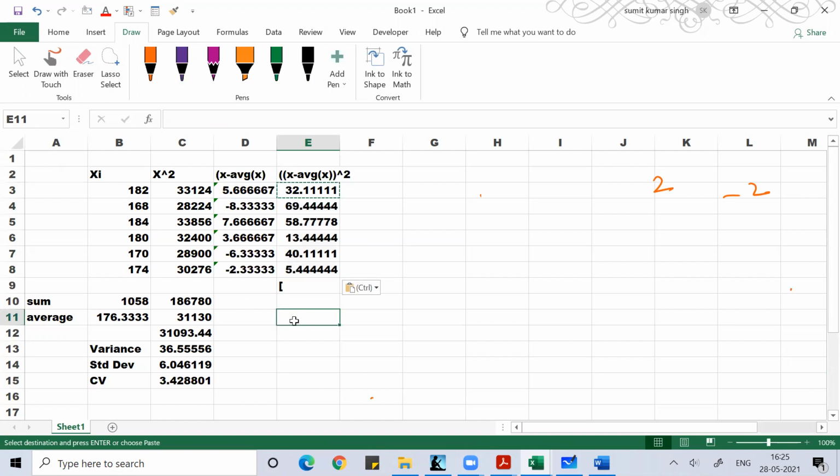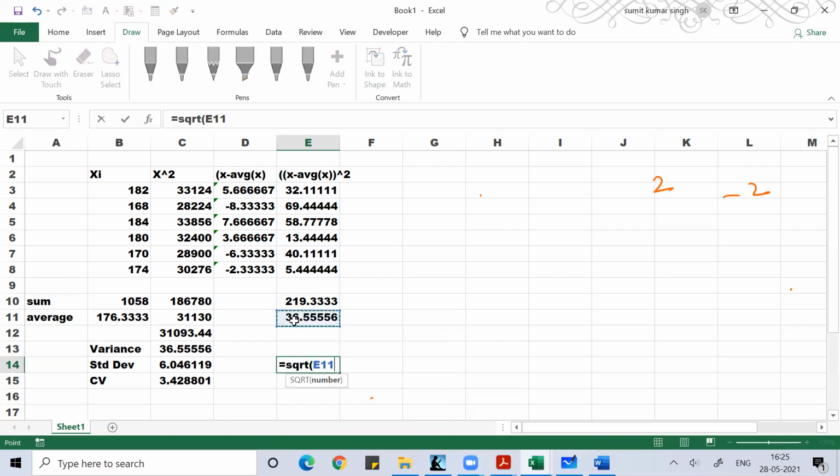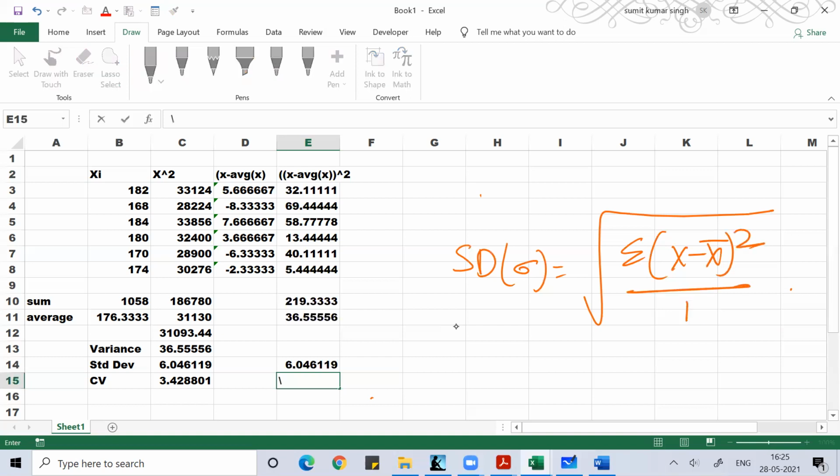Now what I can do, I can find the sum of this, then the average, this divided by 6, and then the square root of this. This will give you the standard deviation. So, the other formula for standard deviation, sigma is under root of summation x minus x bar whole square by n.